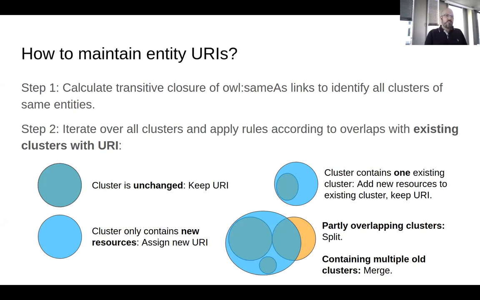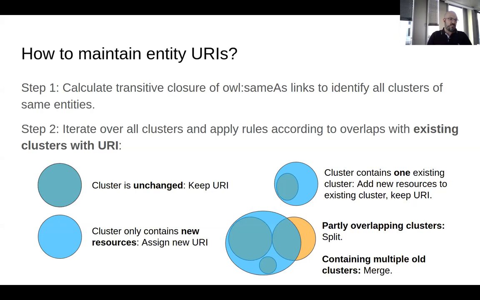And what we do now is that we basically repeat this step. So once we have these cluster URIs, we repeat this step from time to time, whenever our data changes, whenever we adjust our linking algorithms or get new data. And we again calculate this transitive closure and identify again all clusters of the same entities. And then we have to start to think how we deal with the persistency of the URIs. And we can use rules, basically depending on how the new clusters behave in comparison to the old clusters.